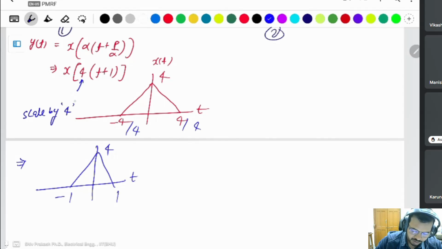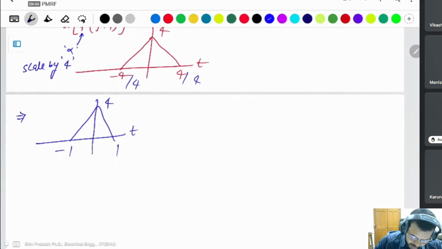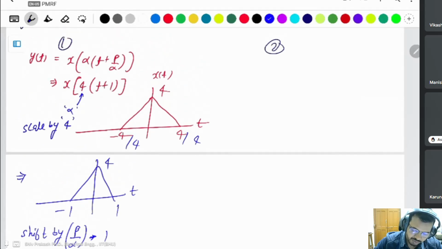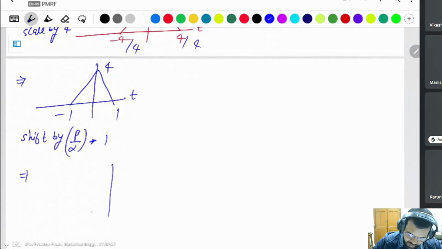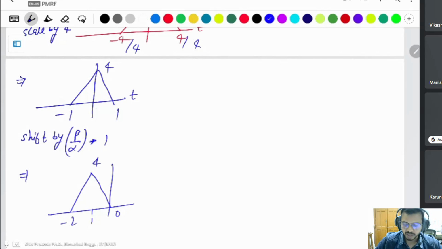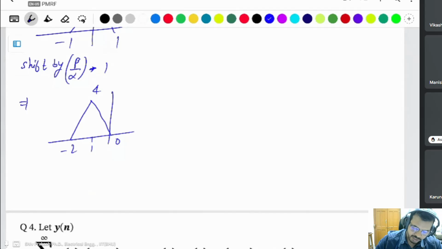Okay, for alpha here, you have to shift by beta by alpha. This thing is 1, 4 by 4 is 1. Then shift this one to the left side, because it is a positive shift. Then what will we get? Shift 1 here to 0, this is 1, this is minus 2, this is 4. I have not yet taken the y-axis.